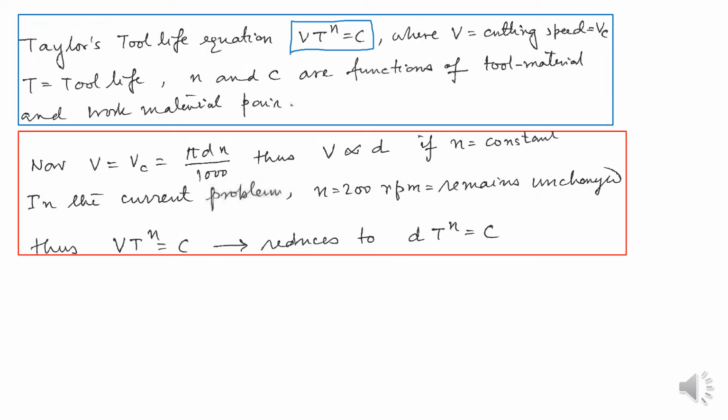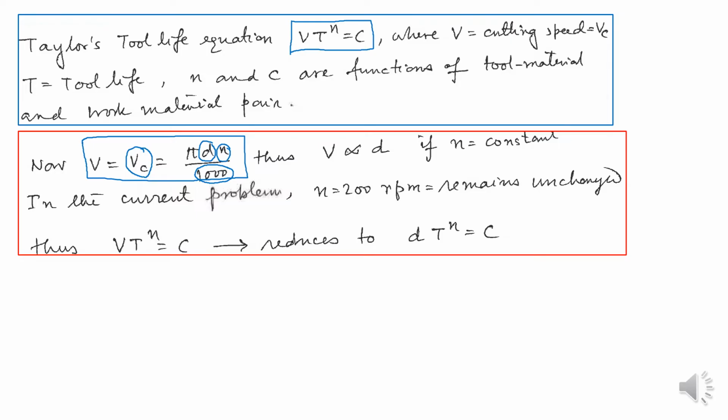Now let us see how to solve it. In the given data, velocity was not mentioned, but as you can see here, V is equal to Vc equal to pi D N by 1000. If you express Vc in meter per minute, your diameter is in millimeter, N is the rotational speed, and this 1000 appears because you are converting millimeter into meter, and it comes out in meter per minute.